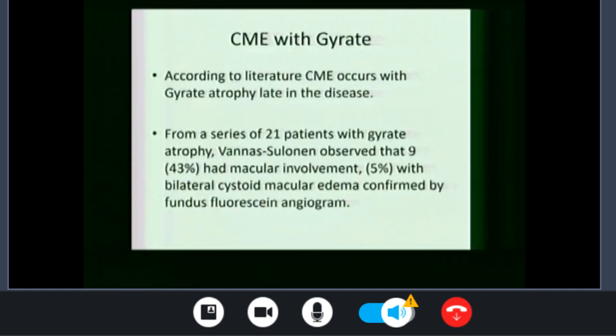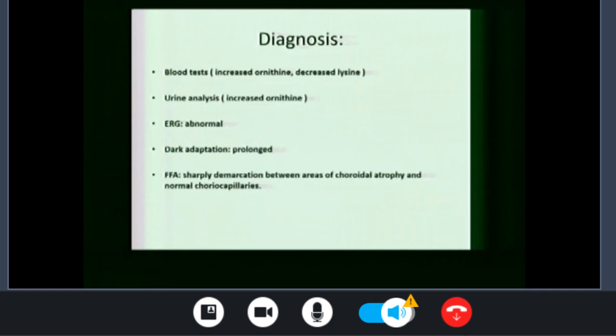So there is a relation between the CME and gyrate atrophy. According to the literature, CME occurs with gyrate atrophy late in the disease. In a study done on 21 patients with gyrate atrophy, they showed 43% macular edema, 5% of it bilateral. For diagnosis, the blood test shows increased ornithine and decreased lysine. Urine analysis shows increased ornithine. ERG is abnormal. Dark adaptation is prolonged. FFA shows sharp demarcation between areas of choroidal atrophy and normal choriocapillaris.